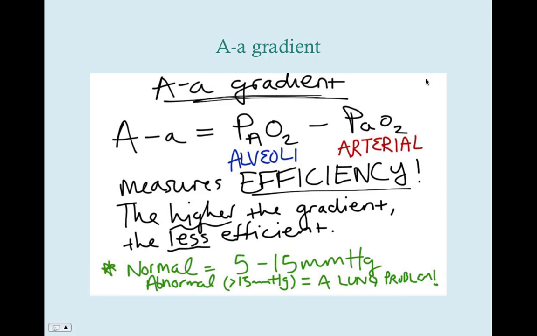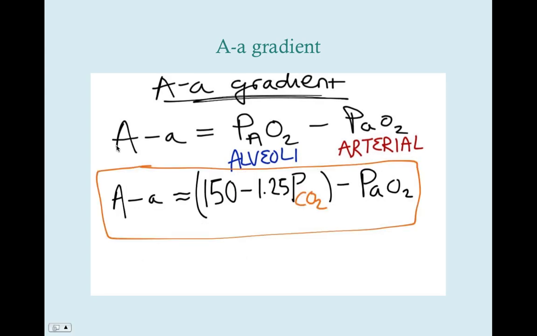Now, it's very easy to measure the partial pressure of oxygen in the arteries, but how do we do that in the alveoli? And really, we pretty much can't. There are difficult, elaborate techniques, but we need to know how to do it based on lab values. So here's how it's done. The alveolar PO2 is 150 minus 1.25 times the partial pressure of CO2. You take 1.25 times the partial pressure of CO2, and you subtract that from 150.